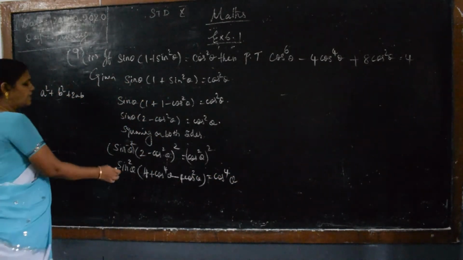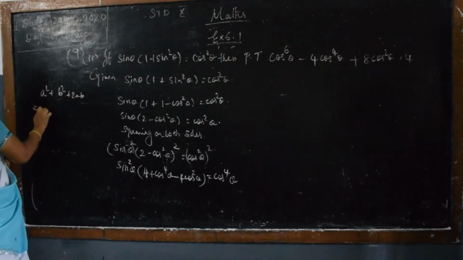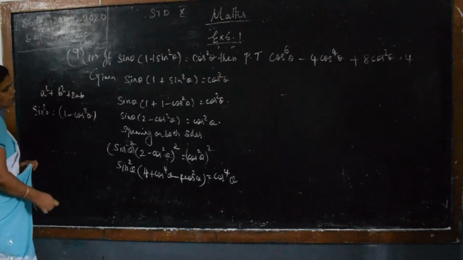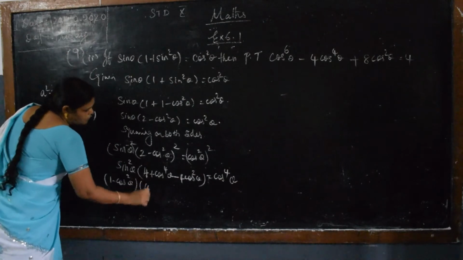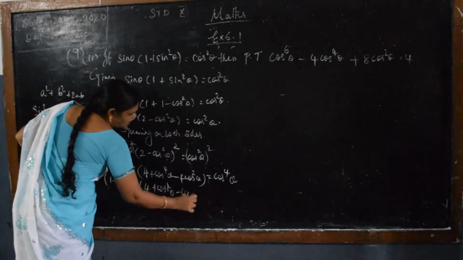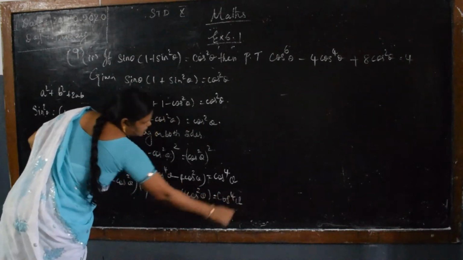Okay, again we can write the sine square theta. Sine square theta is what? Sine square theta is equal to 1 minus cos square theta. So I am going to write (1 minus cos square theta) into 4 plus cos power 4 theta minus 4 cos square theta, that is cos power 4 theta.